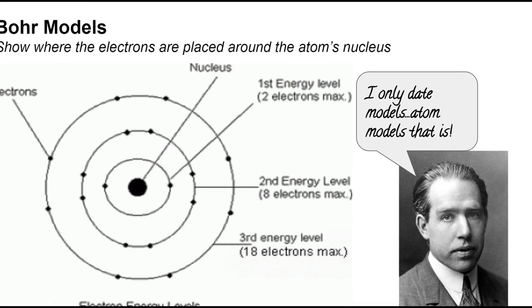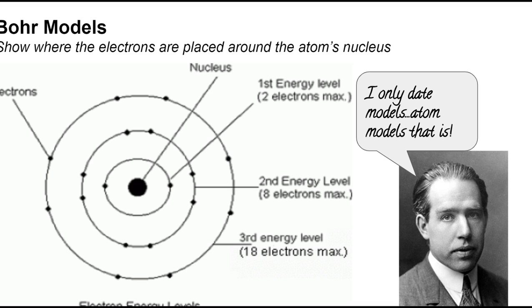Next, we're going to talk about Bohr models. Niels Bohr discovered that electrons not only went outside the nucleus, but there was a certain number of electrons in certain levels around the nucleus. These Bohr models show where the electrons are placed. He discovered that around the nucleus, in the first energy level, or the first round of electrons, there could only be 2 in the first level.